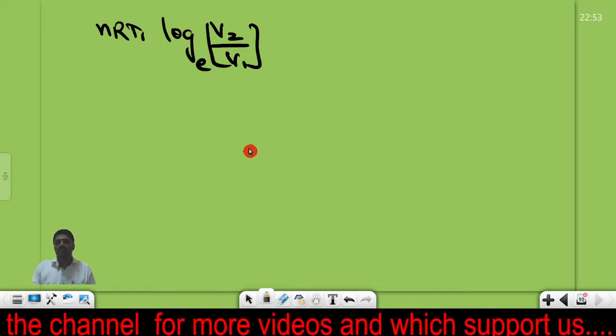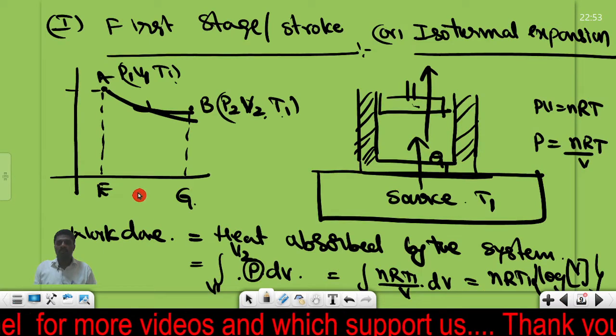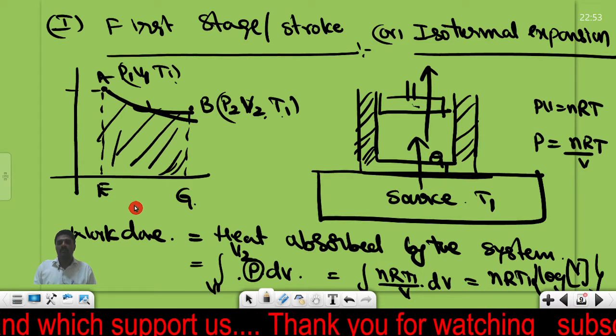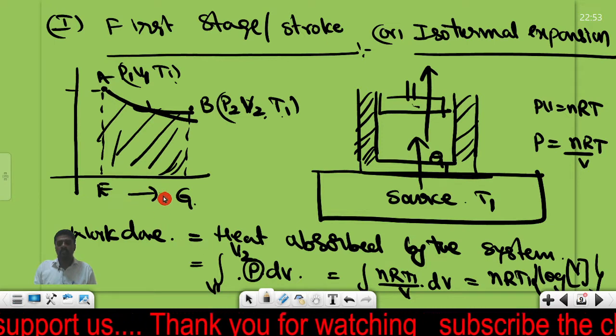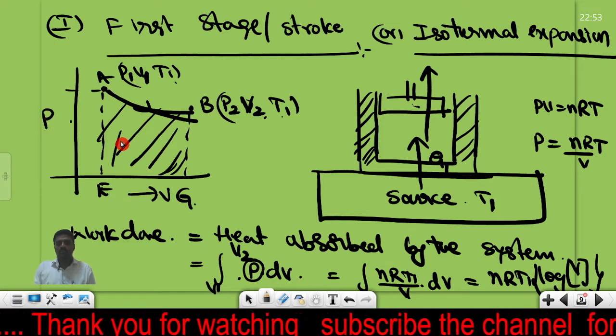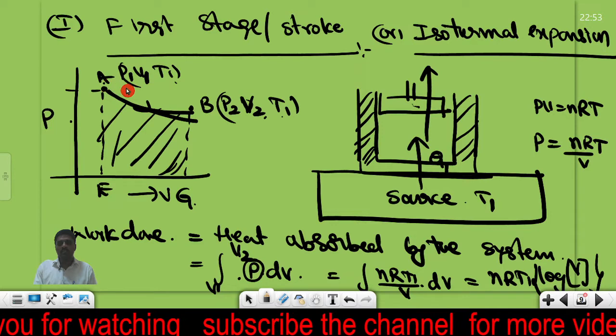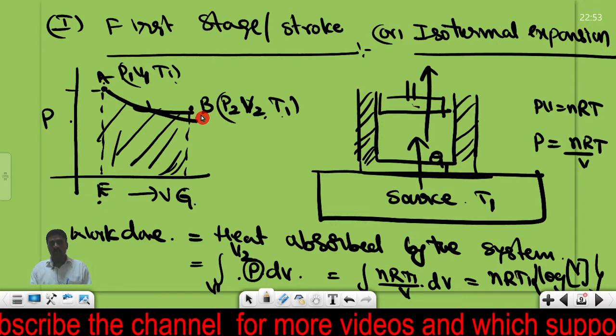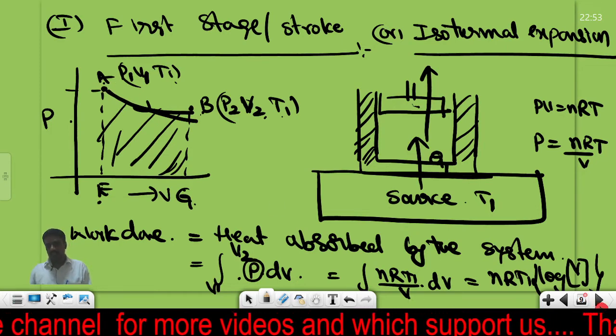As per the general formula, this value is nothing but the area enclosed in this PV diagram toward the volume axis, that is equal to the area under ABGE, ABGEA.